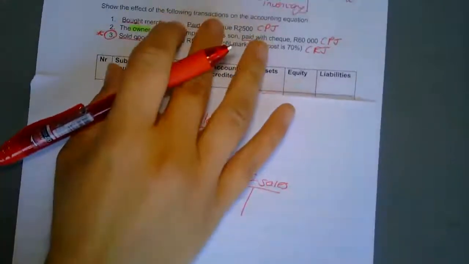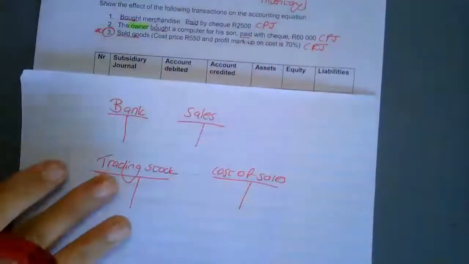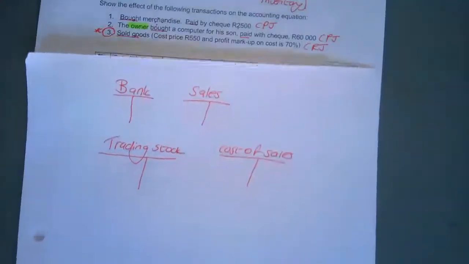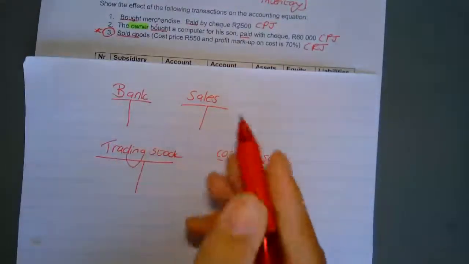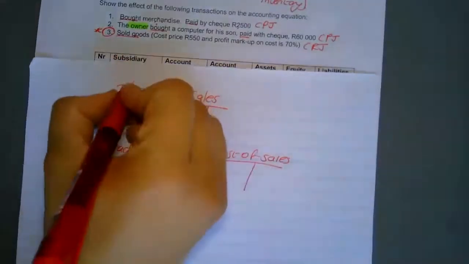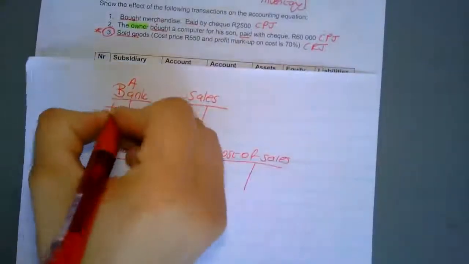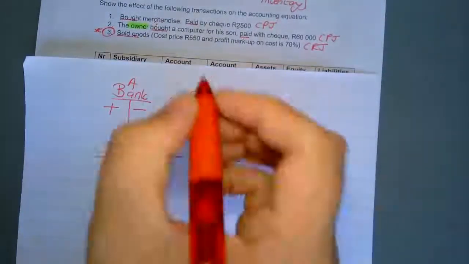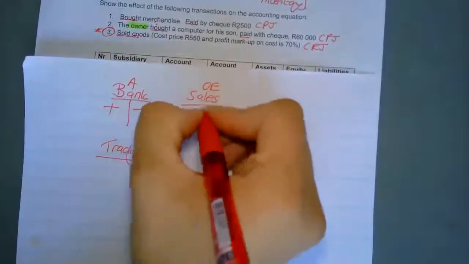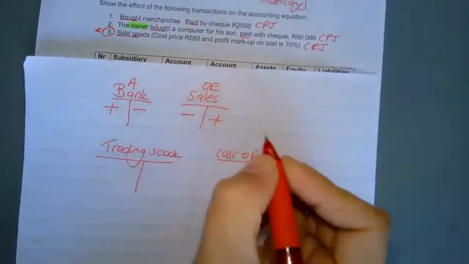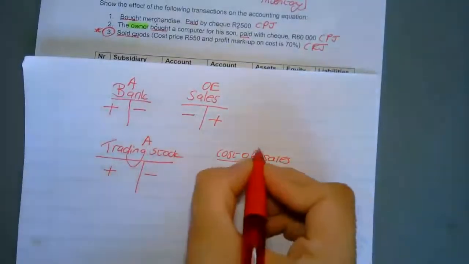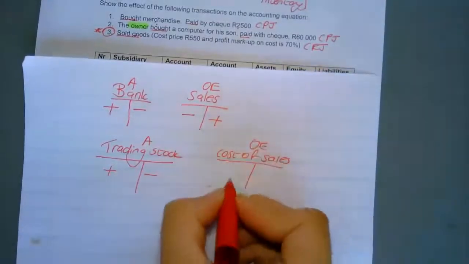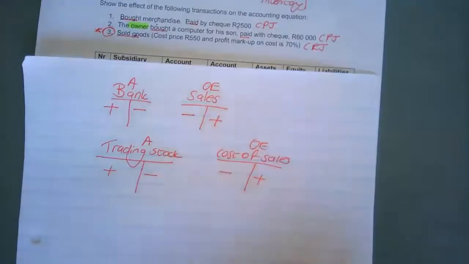So, step 2 we've done, we've identified the accounts, and step 3 we've drawn the T accounts. Now we're going to do step 4. Determine whether they are assets, owner's equity or liability accounts. Bank is an asset, so it's debit plus, credit minus. Sales is owner's equity, it's an income, so it's debit minus, credit plus. Trading stock is an asset, debit plus, credit minus. The cost of sales is an owner's equity account, debit minus, credit plus.